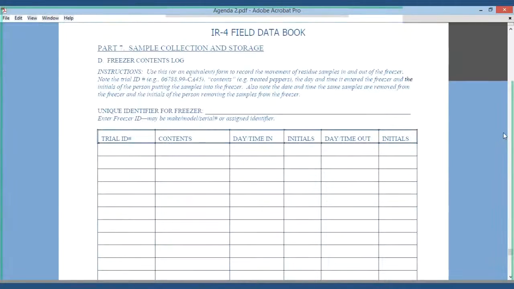So this is just a log of the samples. You first indicated when you collected them and when you put them in the freezer. You have information on the minimum and maximum temperatures. And this is a log of when, through the whole process, you were either entering or removing samples in and out of the freezer.